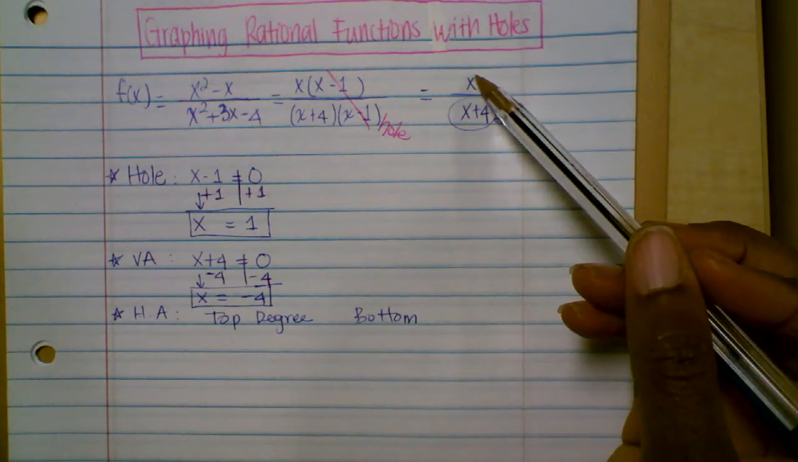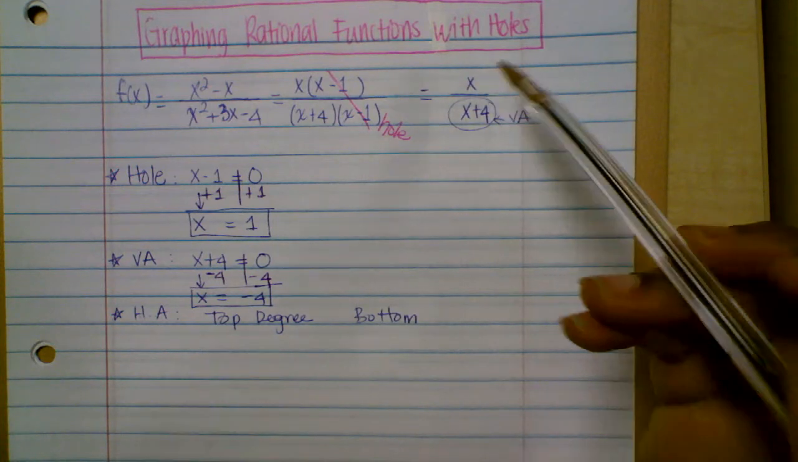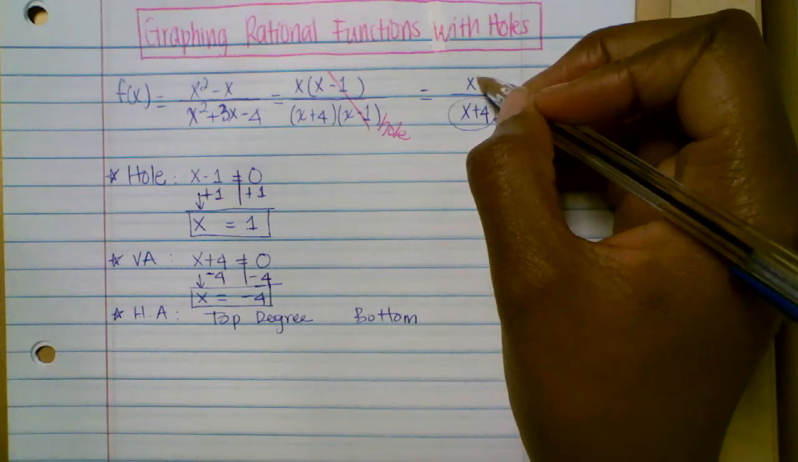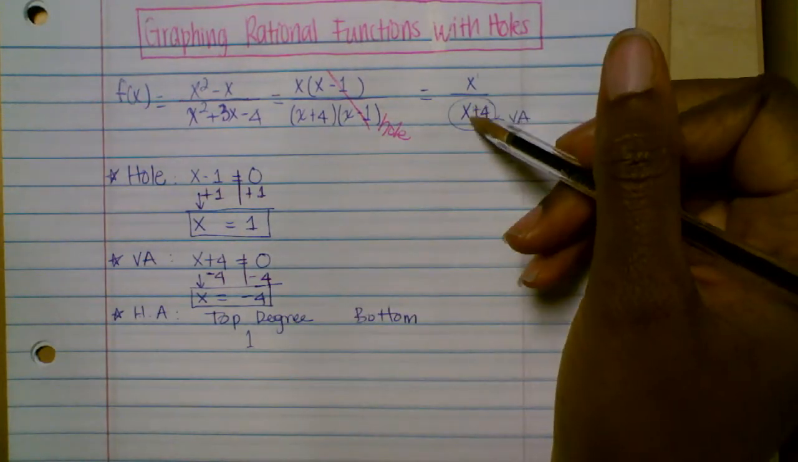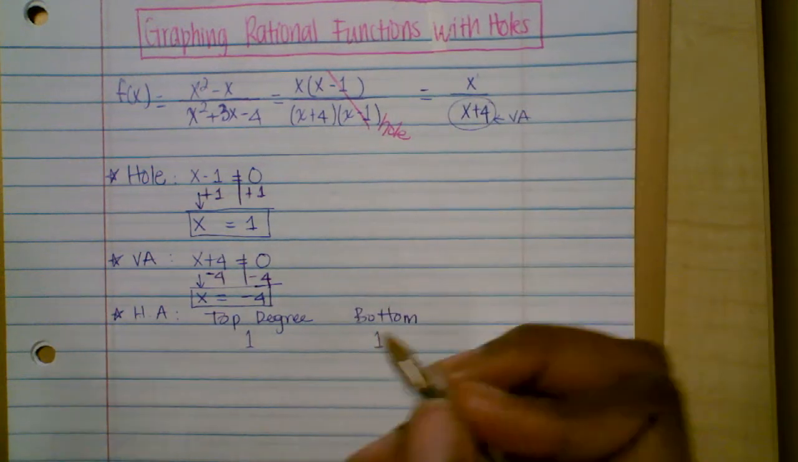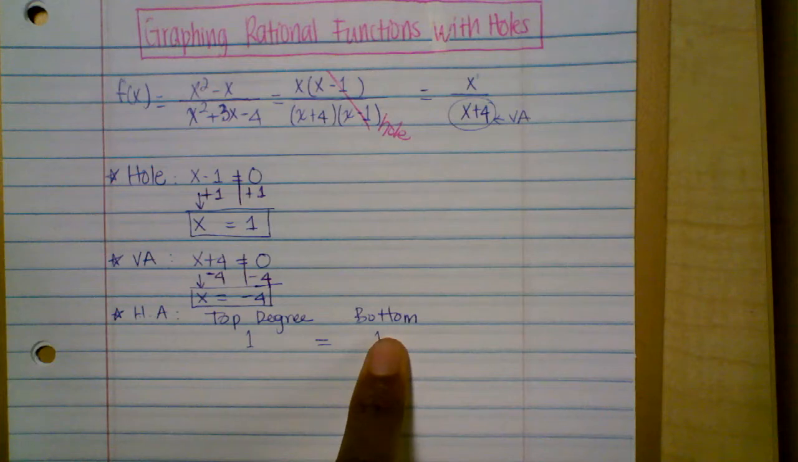You see, you have x. So the degree on the numerator is not 0. The highest exponent of the variable x is 1, so the degree on top is 1. And what is the degree on the denominator? Again, it's also 1. And what do we notice? They are both the same.